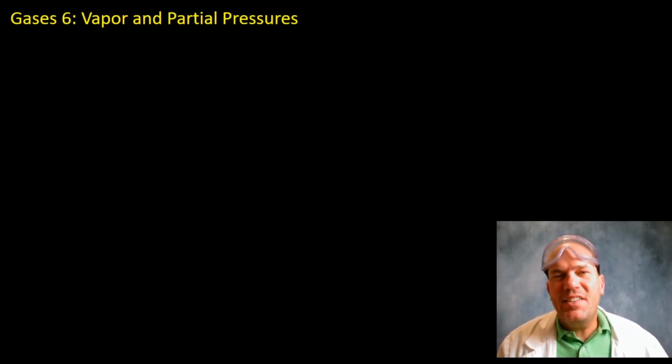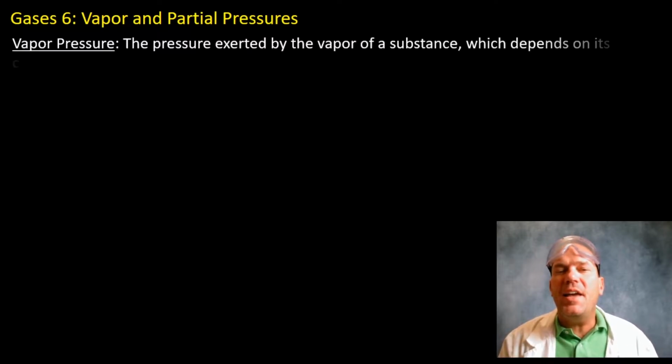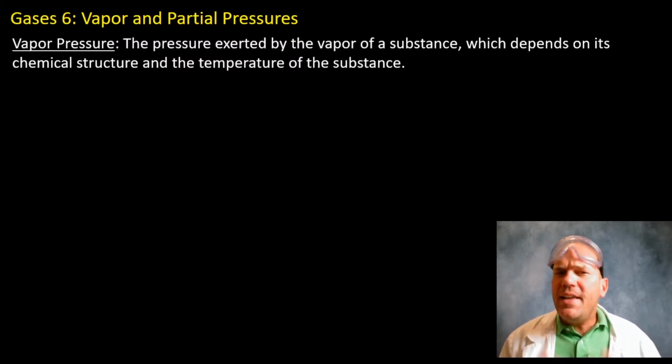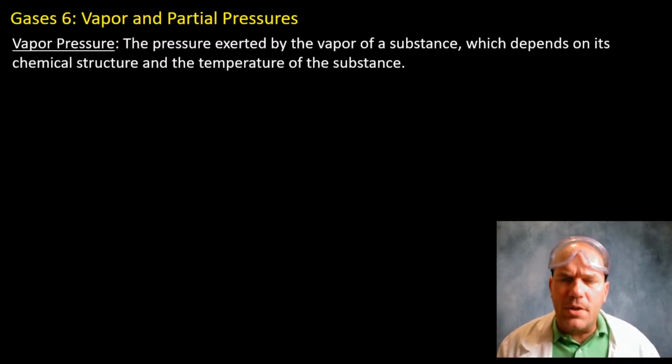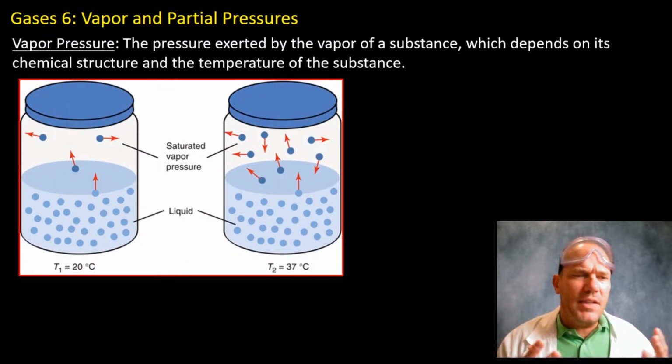In Gases 6, I'm going to talk to you about vapor pressure and partial pressure. Now, a vapor pressure can be defined as the pressure exerted by the vapor of a substance, and it depends on what the substance is, in other words, the chemical structure of the substance, as well as the temperature of the substance. Let's take a look at a schematic diagram to help conceptualize this idea.